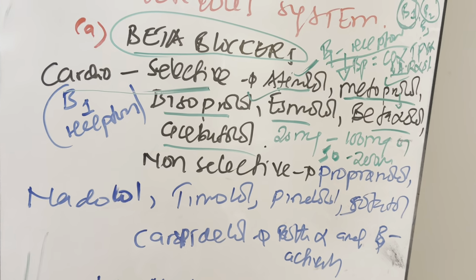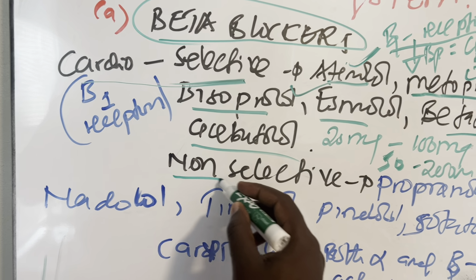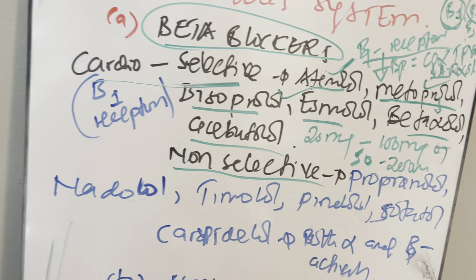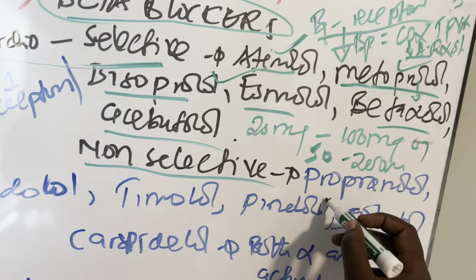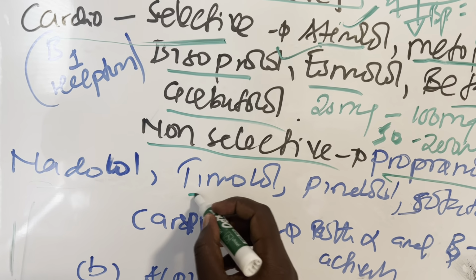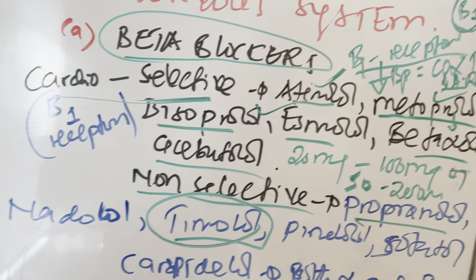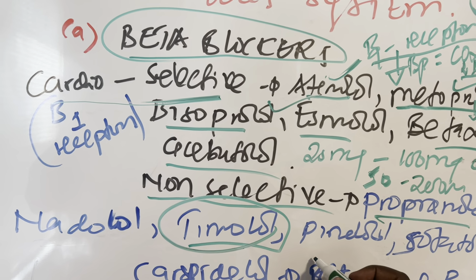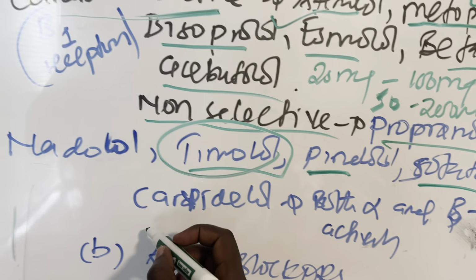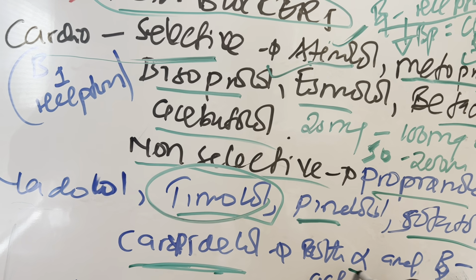Under non-selective beta blockers, we have the commonly used ones. They can bind to all beta receptors, B1, B2, B3. We have propranolol, nadolol, timolol. Timolol is used in eye conditions, so it is given as eye drops. We have pindolol, sotalol, and then we also have carvedilol, widely used in heart failure. Carvedilol binds to both alpha and beta receptors.